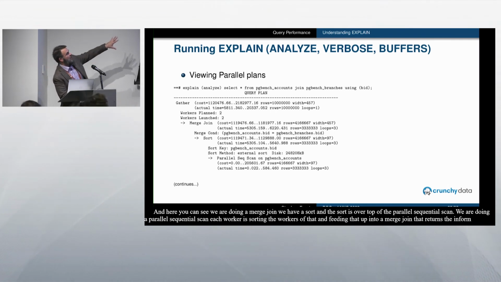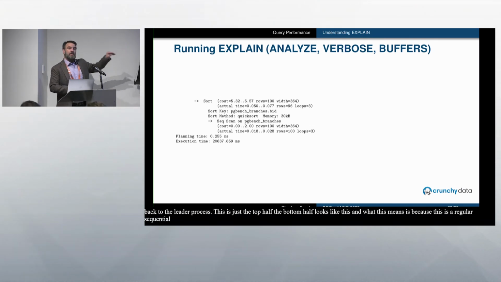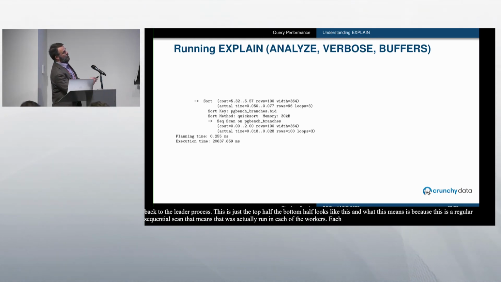So this is just the top half. The bottom half looks like this. And what this means is that because this is a regular sequential scan, that means that was actually run in each of the workers. So each of the workers did their own sequential scan and their own sort.